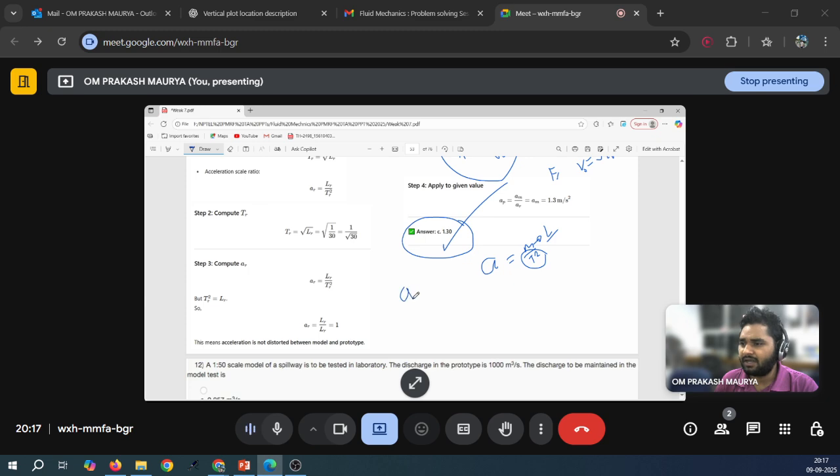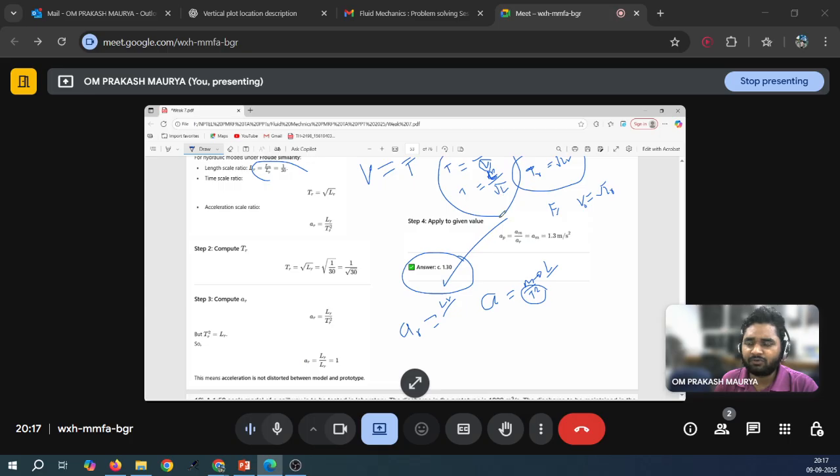So that is AR equal to 1, meaning LR, that is meter per second square. So T is related to LR. When you do the square root of LR square, LR will be cancelled out. You will get the final answer 1. If it is 1, there is no change in acceleration from model to prototype. Remember.